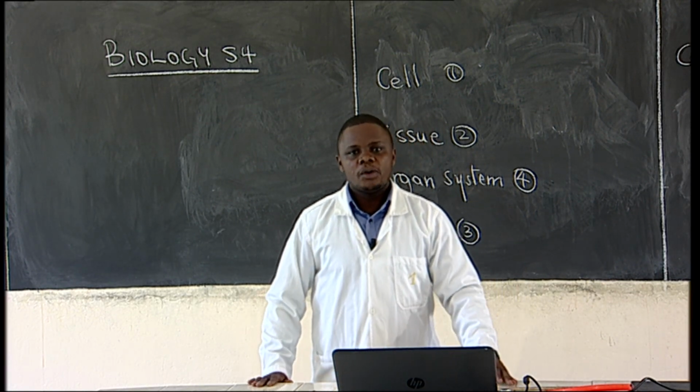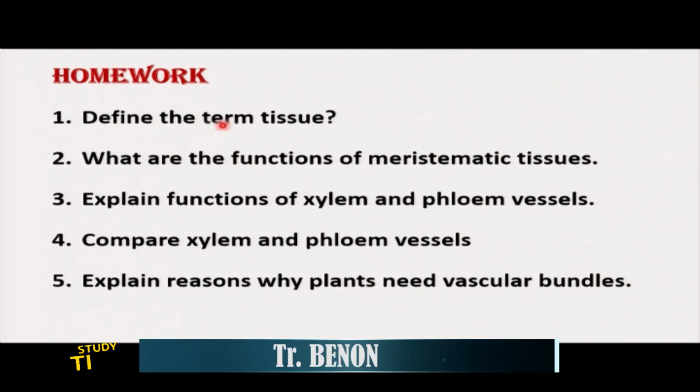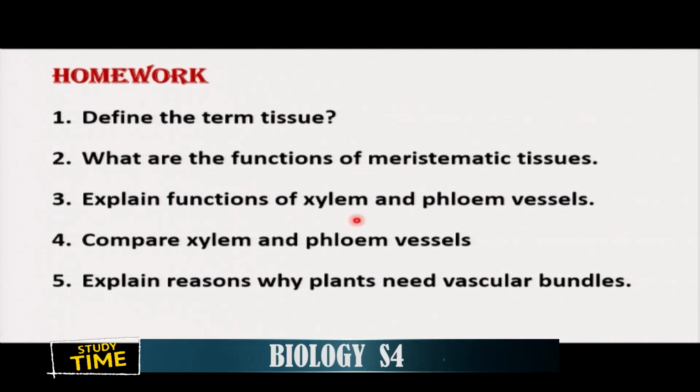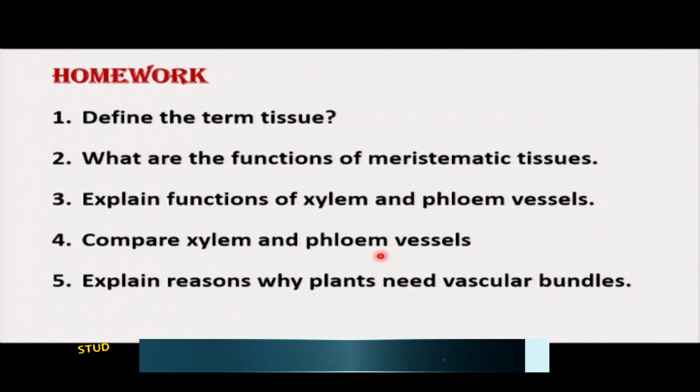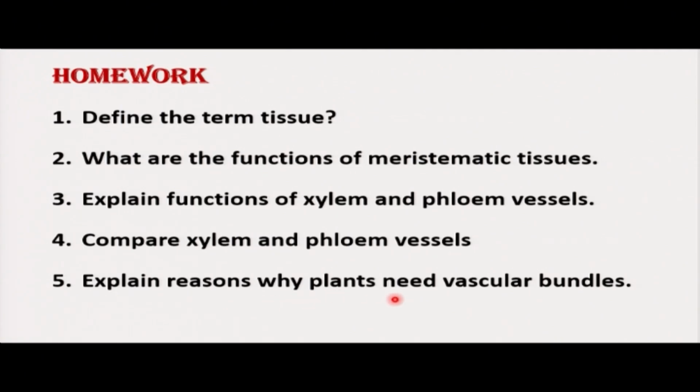Now, let us have homework to test your level of understanding. Question number 1, define the term tissue. Question number 2, what are the functions of meristematic tissues? Question number 3, explain functions of xylem and phloem vessels. Question number 4, compare xylem and phloem vessels. Here you have to compare these vessels. Then question number 5, explain reasons why plants need vascular bundles.